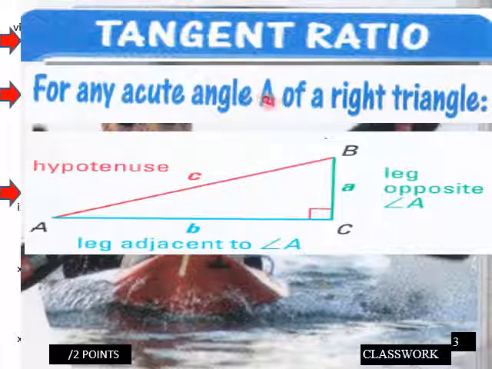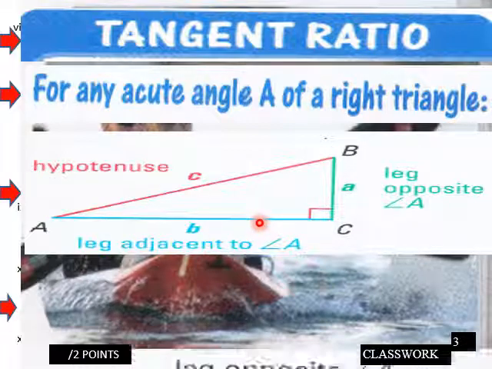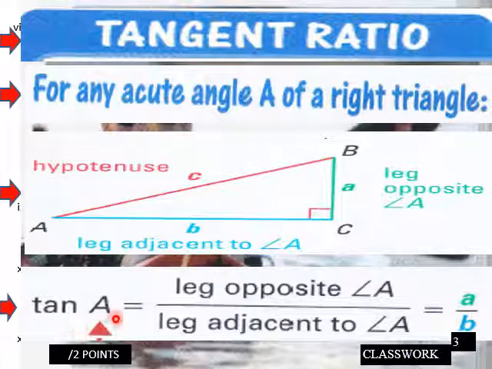Tangent ratio for any acute angle A of a right triangle: we have angle A here. The leg opposite angle A would be here. This would be adjacent. Tan A would be the leg opposite angle A over the leg adjacent to angle A, so it'll be A over B. So it'll be the ratio of the length of A over the length of B. It would be your tangent ratio for this angle here.